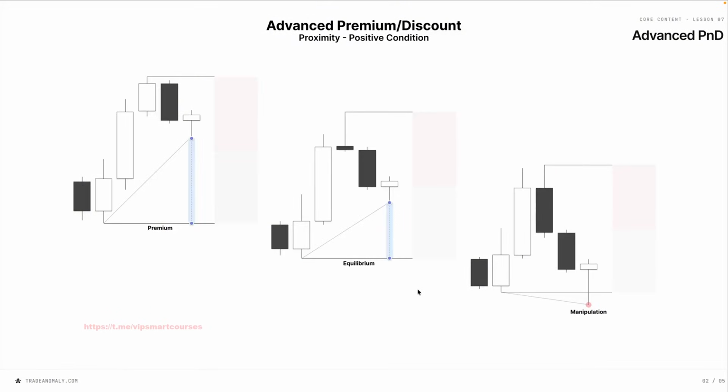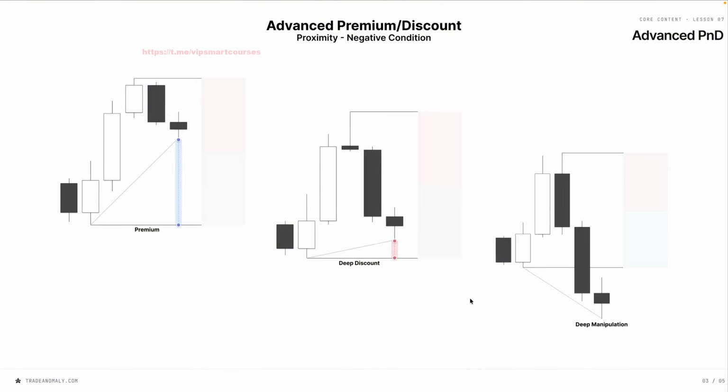So now let's view this within a triad where we have three correlated markets. This is ideally how we want it to look: that strongest asset, that leading one, will be creating its SMT in premium. This middle asset over here is going to be creating its low in equilibrium, while that lagging asset is going to be manipulating that range low.